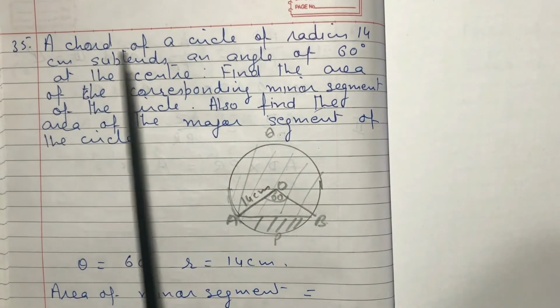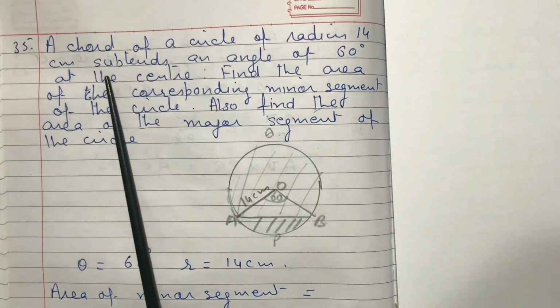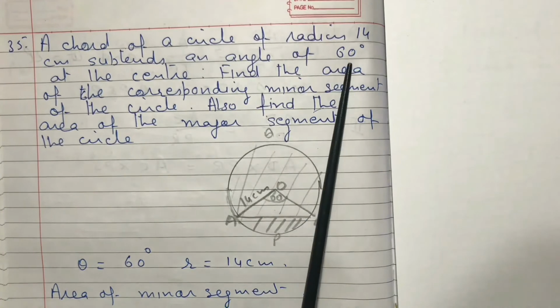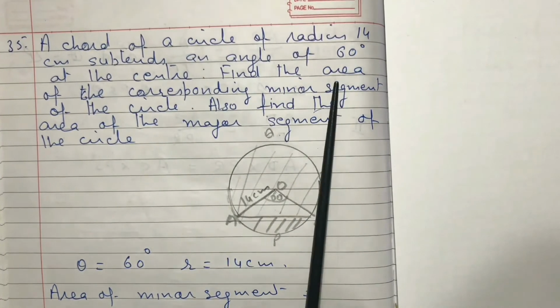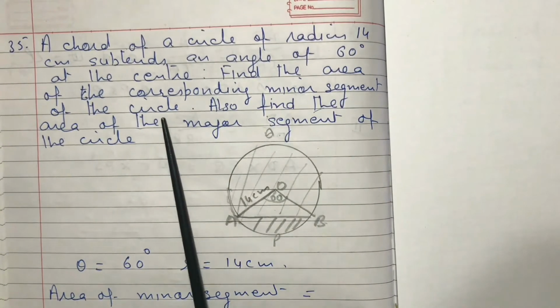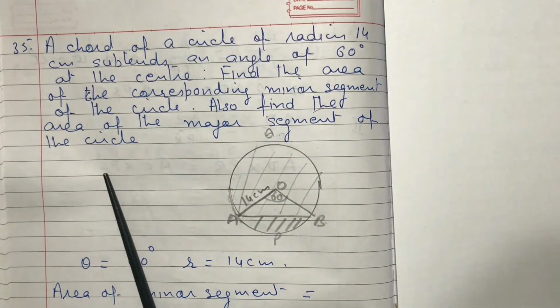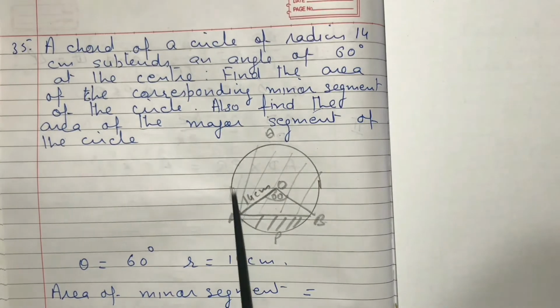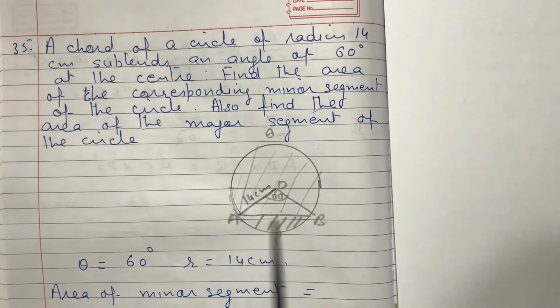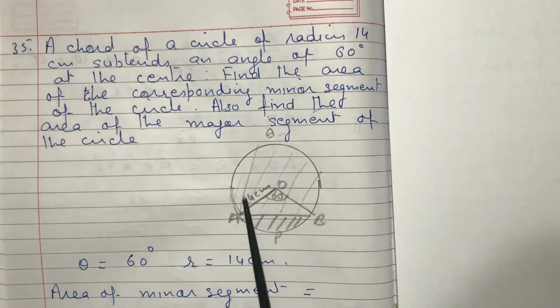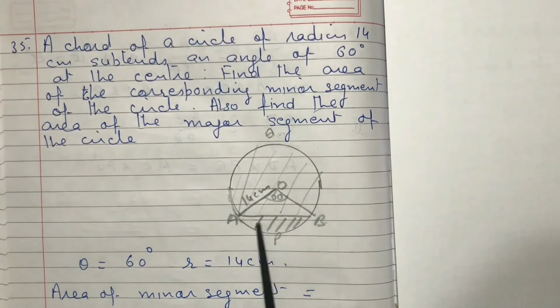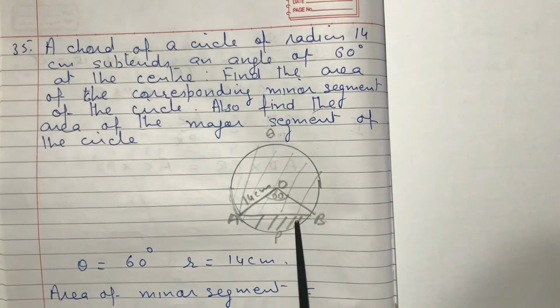35th question. A chord of a circle of radius 14 cm subtends an angle of 60 degree at the center. Find the area of the corresponding minor segment of the circle. Also find the area of the major segment of the circle. Now I have made this figure here. Now this is the minor segment and this is the major segment. I am to find the area of the minor segment.